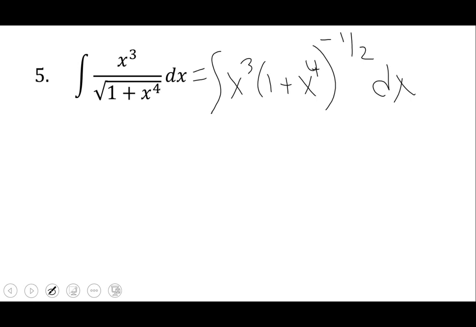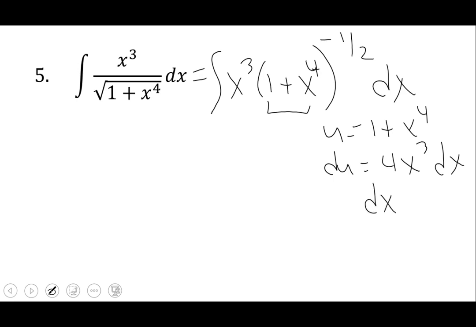Has to be part of the more complicated function, and it has to be inside. So my u would be right here. U would be equal to 1 plus x to the fourth. Derivative of u is du. Derivative of a constant is 0. X to the fourth becomes 4x cubed dx, which means that dx would be equal to du over 4x cubed.